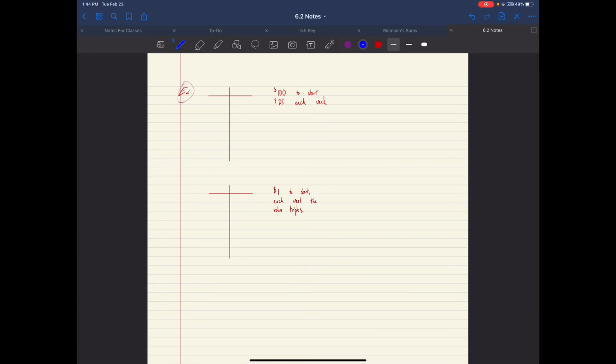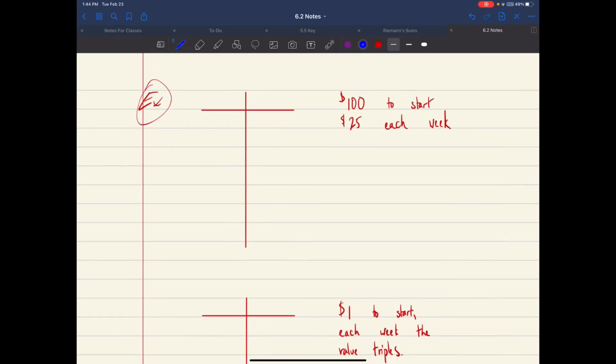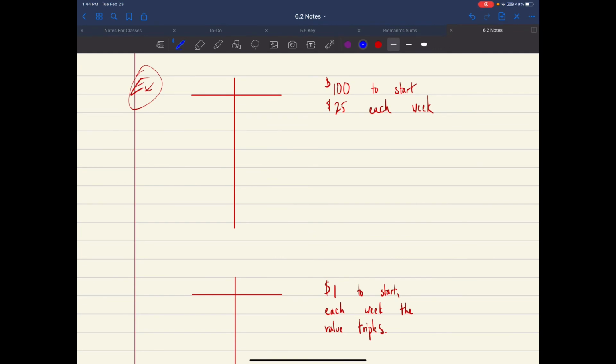Okay, so for this one, we're going to just compare these two things. We're going to compare the faster way to get money, or which function grows faster. So in this first example, it says you're given $100 to start, and then you'll save $25 each week. So I'm going to fill out this.